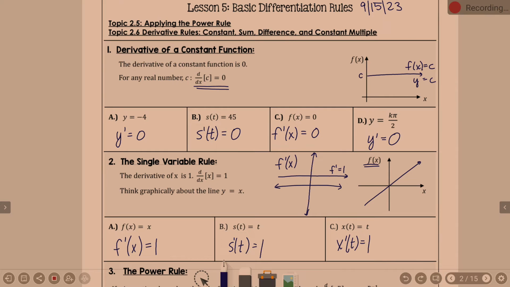Okay, yes? So I'm not going to get into it, but if there's 2x, would the derivative be 2? We're not there yet. Hold on. We'll get there. Trust me, we'll get there. We'll know how to do all the basic derivatives today.